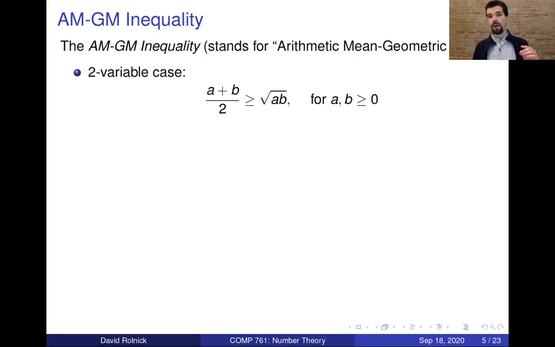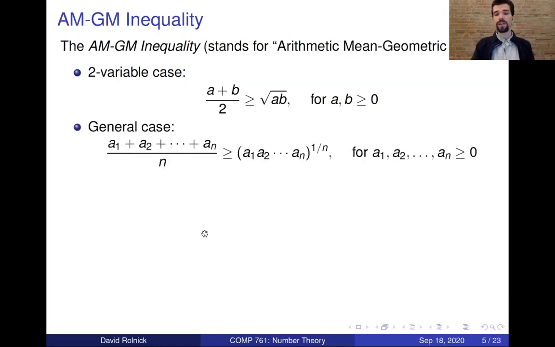The thing on the left is the average, or the arithmetic mean of a and b. The thing on the right is called the geometric mean. It's what happens if you take the average, but you're taking the average in a sort of product way instead of taking the average in an addition way. So it's like the multiplication version of the arithmetic mean. And you can relate the two also if you want to use logarithms or something. But yeah, so this is the two variable case.